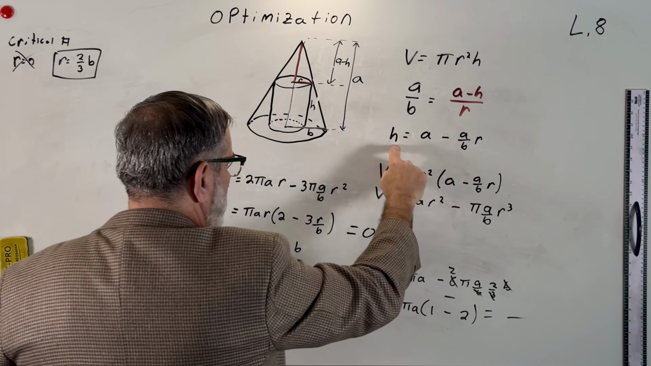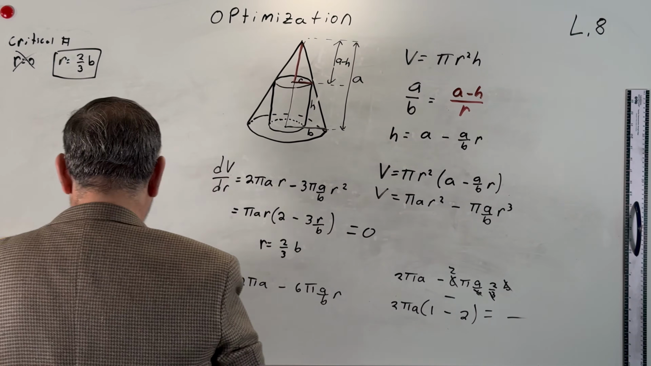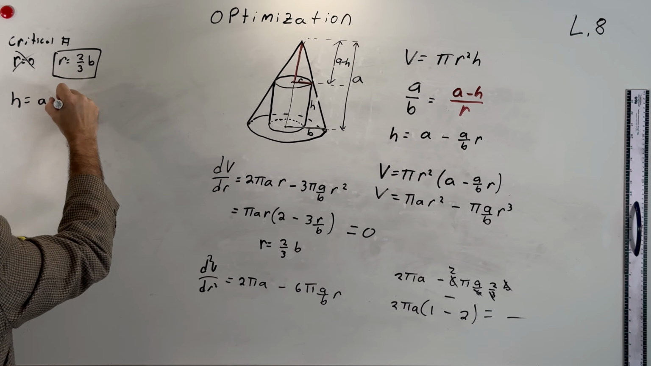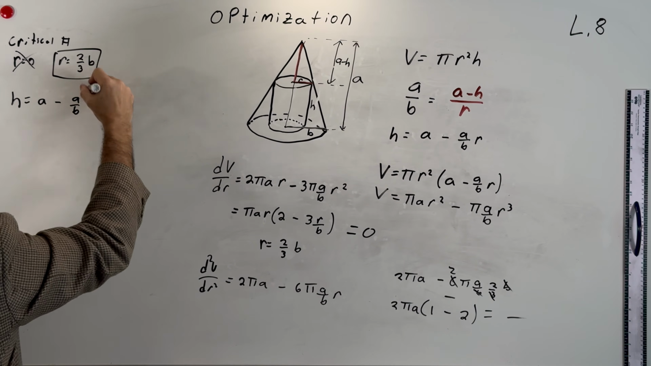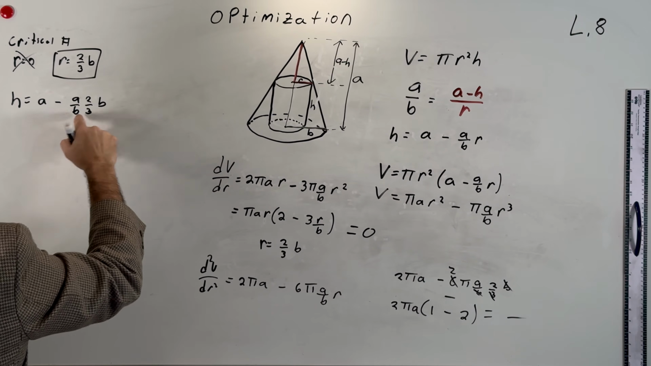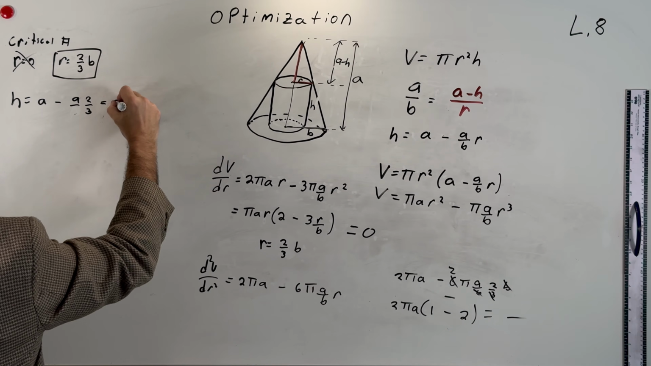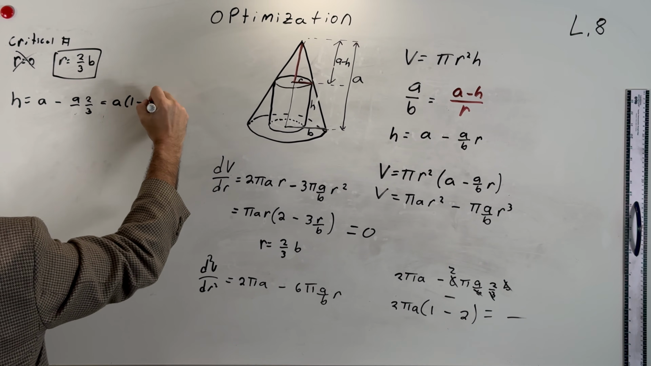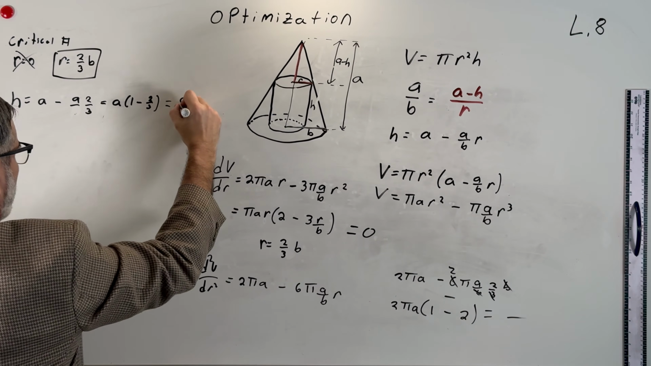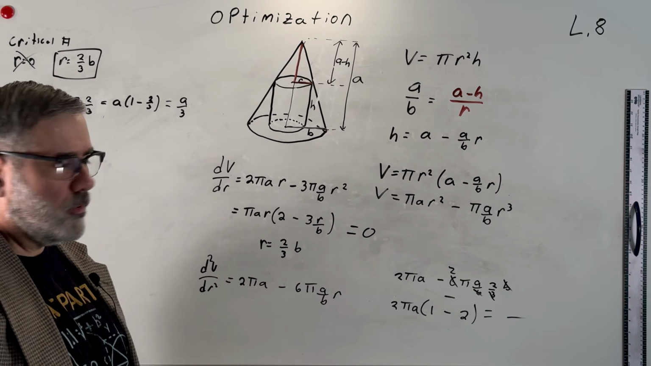Let's now figure out what h needs to be. Using the auxiliary formula that we use to eliminate one of the independent variables, we get that h is equal to a minus a over b times r, and r we replace with 2/3 b. The b's will cancel, and so we are left with a times 1 minus 2/3. That's 3/3 minus 2/3, so that's just 1/3, so that is just a over 3. So r equals 2/3 b, and h is equal to a over 3.